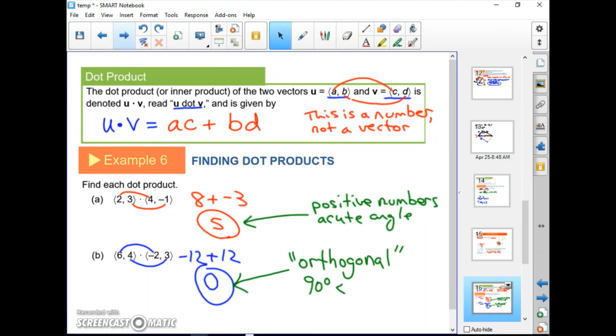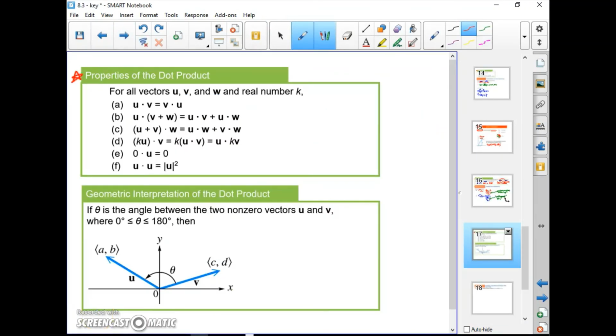So we could draw them out, but once we draw them, you're going to see there's a 90-degree angle between the two vectors. A negative dot product would indicate an obtuse angle. We saw positive was acute, and 0 was orthogonal or 90 degrees, but a negative answer would have been obtuse. Here's a list of properties of the dot product, but probably the best property of the dot product is a formula that allows us to calculate the angle between the two vectors.